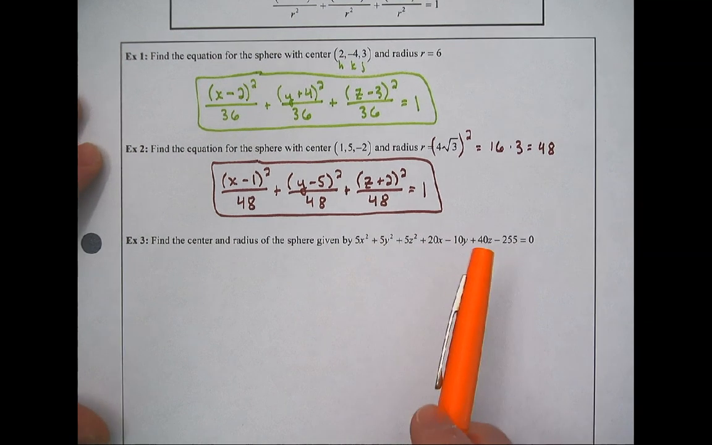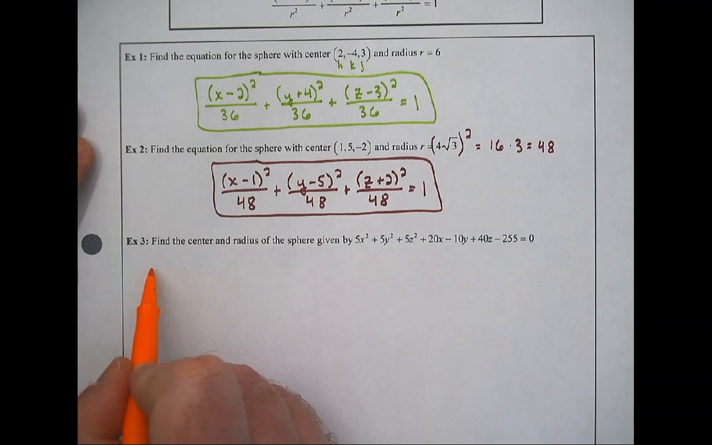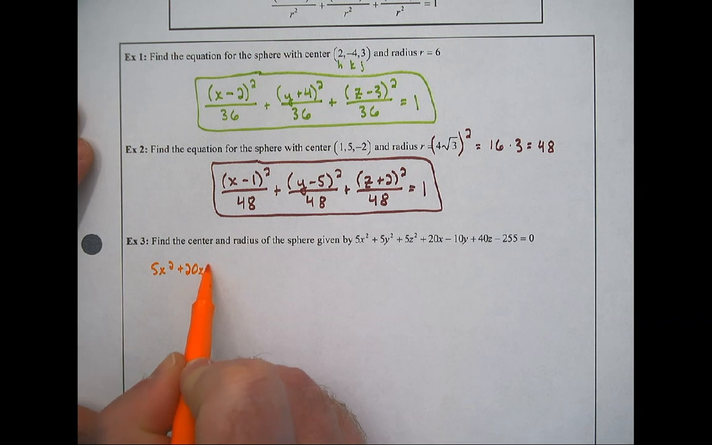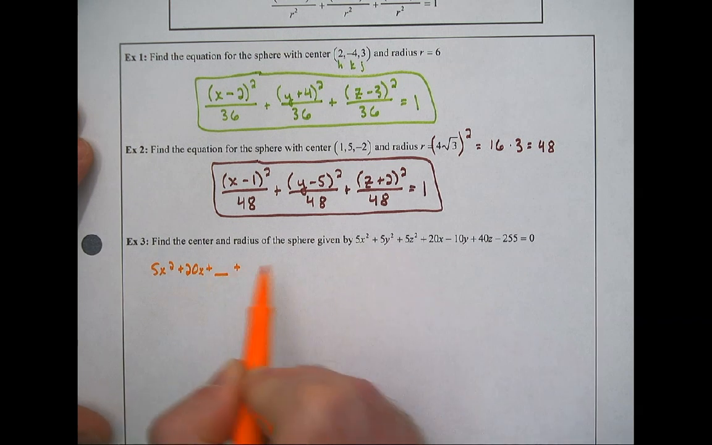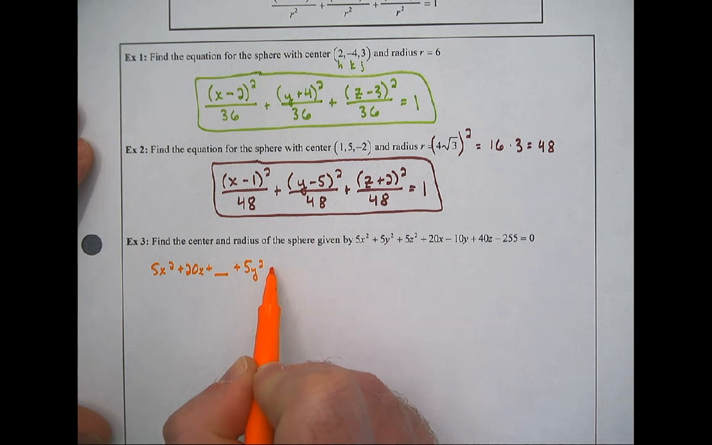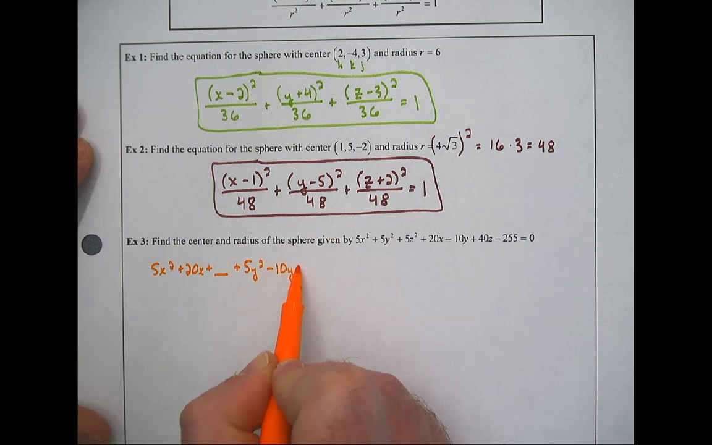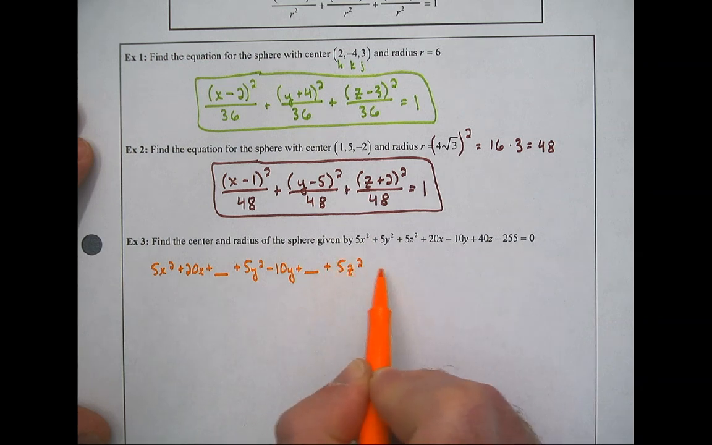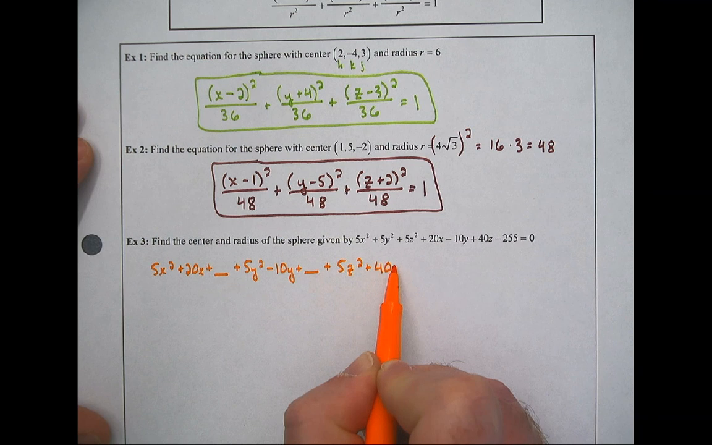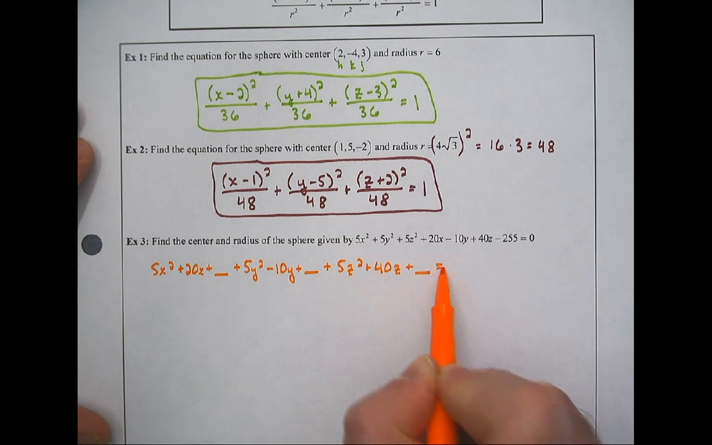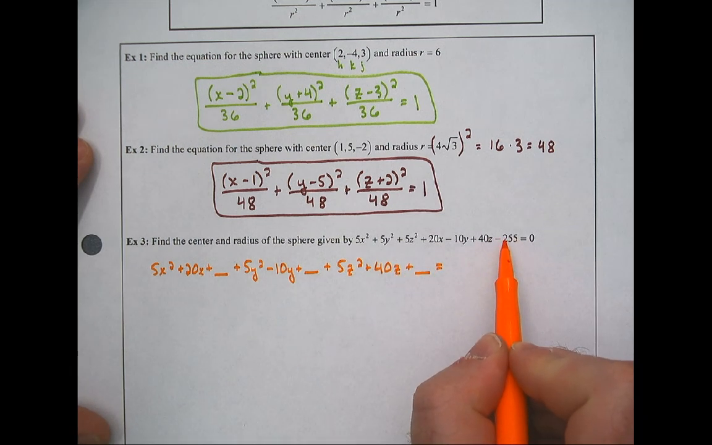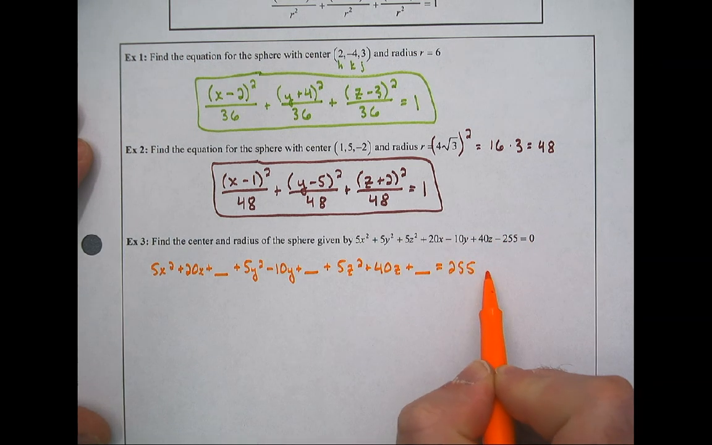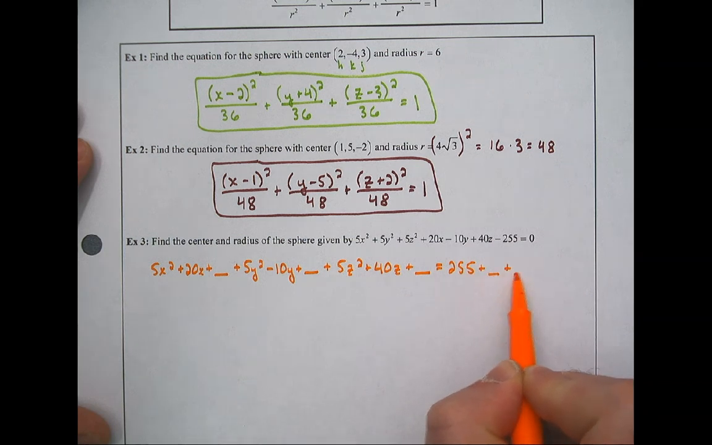And I'm also going to put in blanks. So I've got 5x squared plus 20x plus a blank, plus 5y squared, subtract 10y, plus a blank, plus 5z squared, plus 40z, plus a blank, equals, and then remember, you want to move all the numbers, the constants, to the other side. So when I move this over, it's going to become a positive 255, plus a blank, plus a blank, plus a blank.